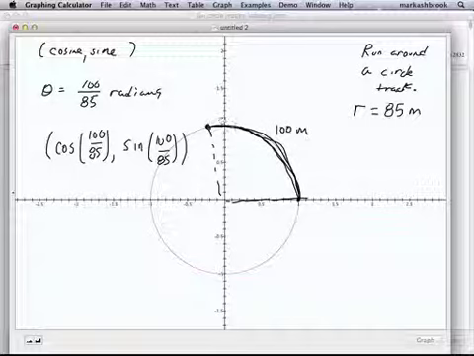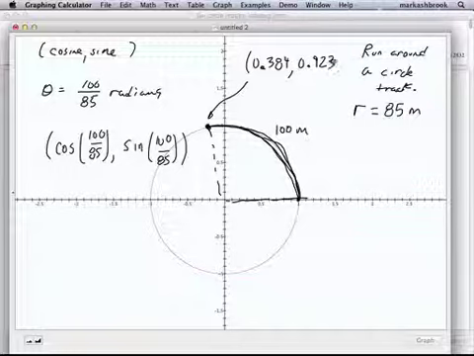Is x negative? I don't think it is. It's not. Okay. 0.384. We'll do 3 decimal places. Okay, and 0.923.